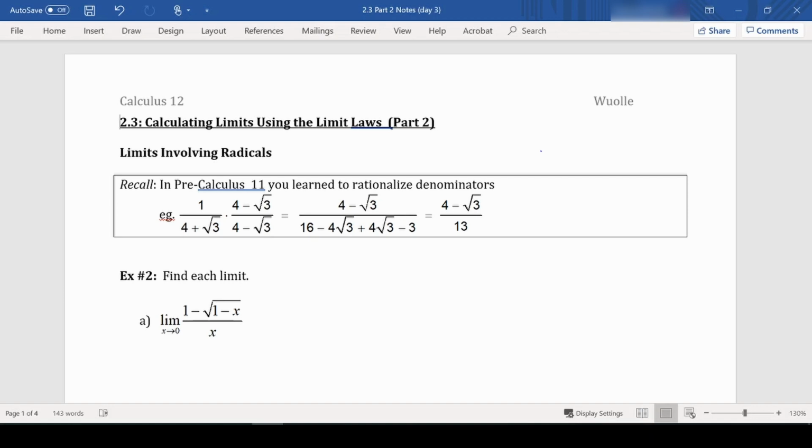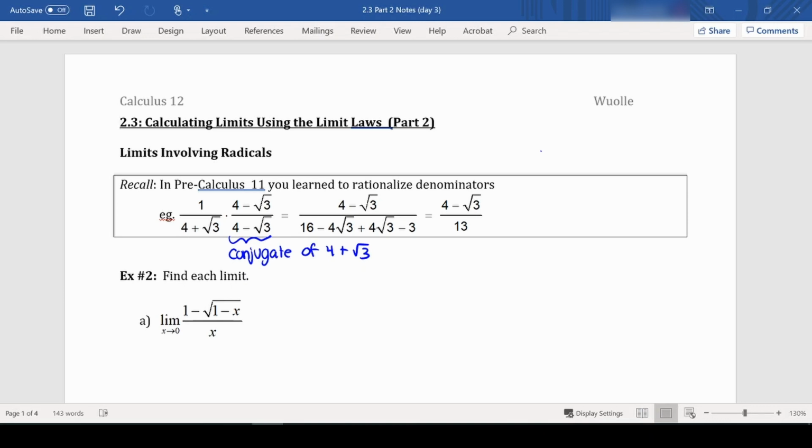Just a reminder, when you are rationalizing, the goal was to try and get rid of a radical on the denominator so that you no longer had one there. Sometimes we're going to be trying to get rid of the radical on a numerator instead. We do that by multiplying by the conjugate. For example, if we had 1 over 4 plus root 3, we would multiply by 4 minus root 3, and we called this the conjugate of 4 plus root 3.